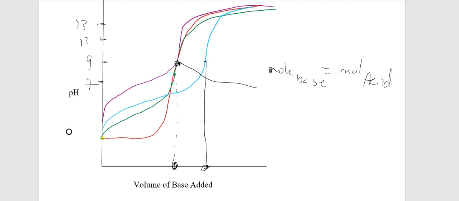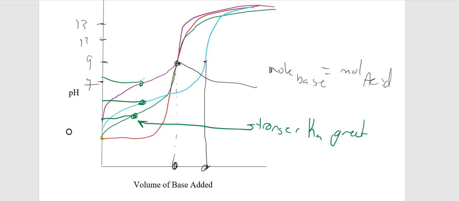And then if you look at the shapes of the curves, the middle of the buffer region, that's the pKa. So that's a pKa, that's a pKa, that's a pKa. If you look at it, the value of the pKa is going up with each of these. So you can tell that this is the stronger acid because its Ka will be greatest. This has to be the weakest acid because its Ka is the smallest.